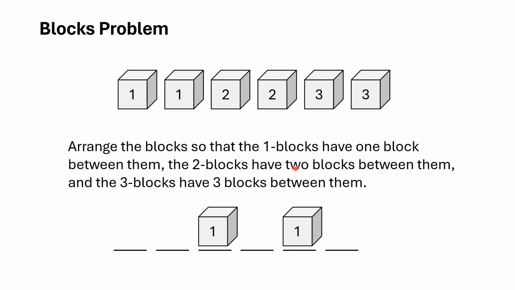The 2 blocks have 2 blocks between them, so you could put a 2 block here and here. And then the 3 blocks have 3 blocks between them, so you could put, well, I've covered a space here, but you could put say a 3 block here and one. No, you can't put a 3 block here. You could put a 3 block, say here at the beginning, and you would have 1, 2, 3, and then you would have to put the other 3 block here. So the hard part is figuring out where these fit.